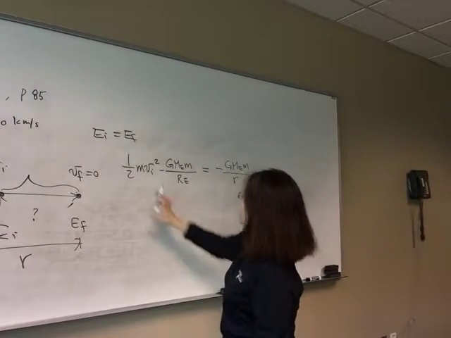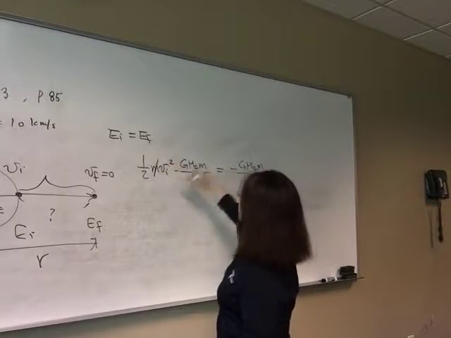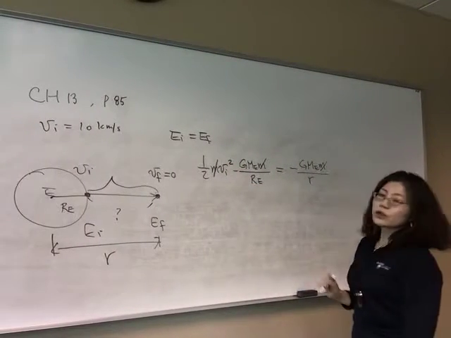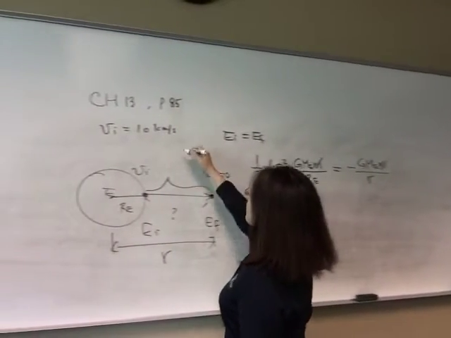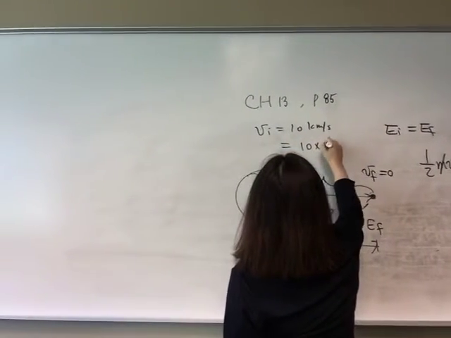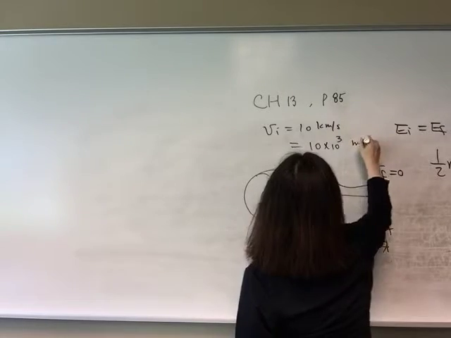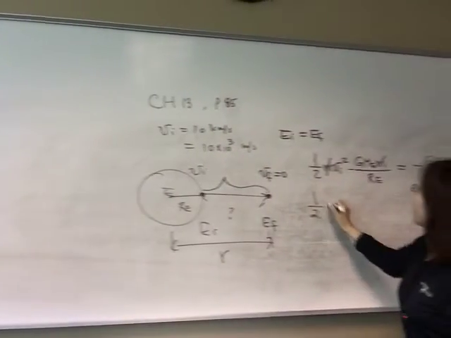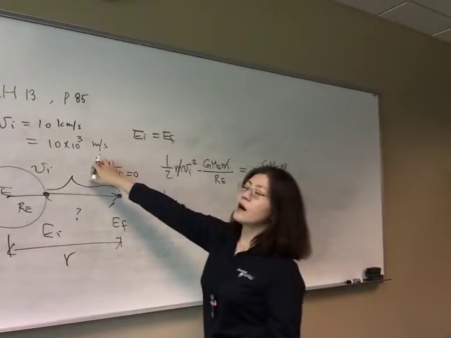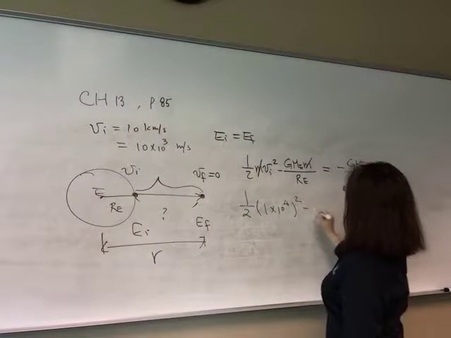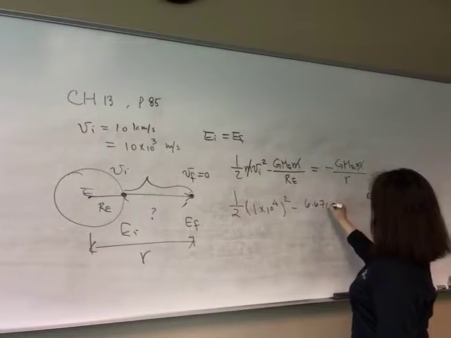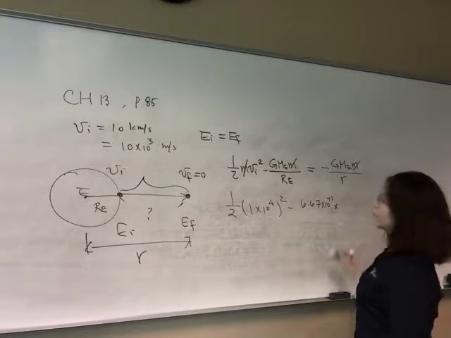Okay? So you can see that the mass is not given, but it doesn't really matter because we can factor that out. So what you have here is kilometers, so this is times 10 to the 3rd meters per second. So you have 1/2, and your vi is 1 times 10 to the 4th. You square it, minus G, the mass of the Earth.